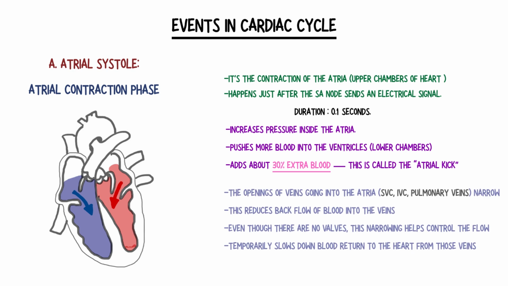At the same time, the openings of the veins bringing blood into the atria, like the superior vena cava, inferior vena cava, and pulmonary veins, narrow. This helps prevent blood from flowing backward into the veins, even though there are no valves there. As a result, the venous return, the amount of blood coming back into the heart, slows down for a moment.